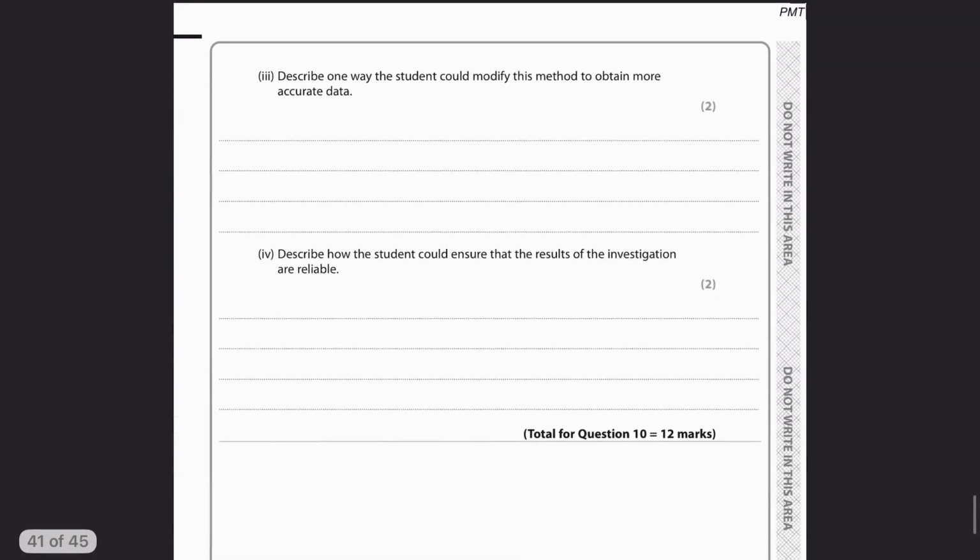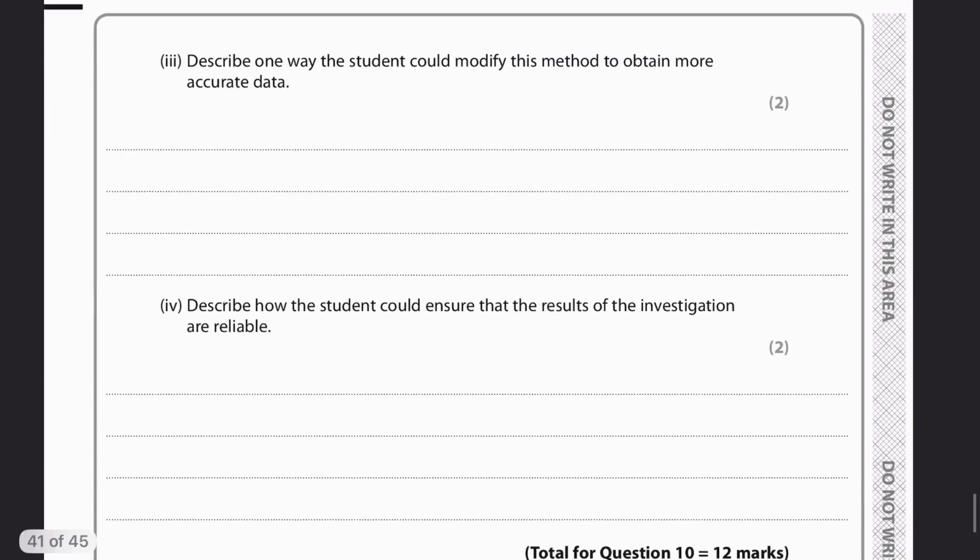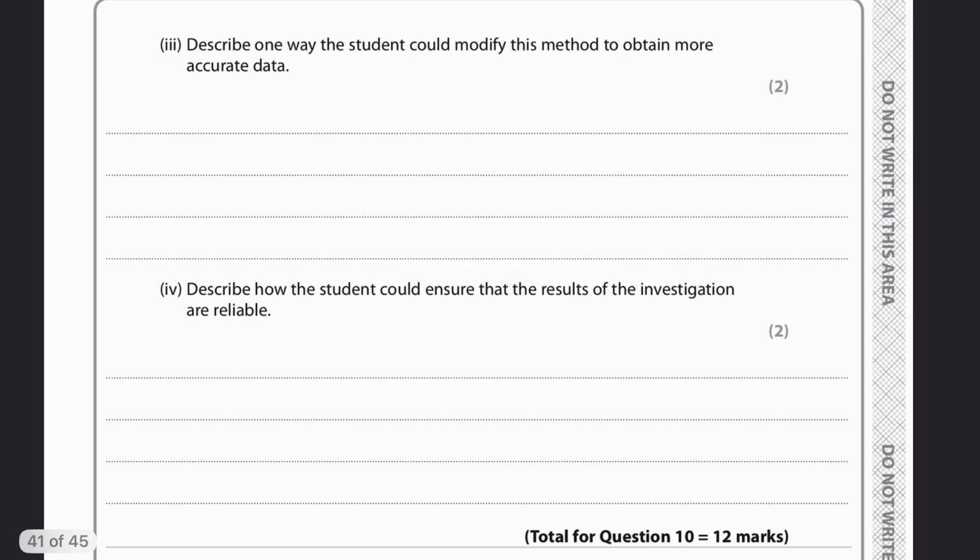All right, part 3 here says describe one way the student could modify this method to obtain a more accurate result. So when they're talking about accuracy, you want to think about what equipment you could use, like improved equipment. So instead of using what did you use? You just use a little test tube, right? A test tube doesn't have any quantitative measurement. If you ever look at a test tube in the lab, there's no markings there. So you don't get to measure anything. So that's actually not a very quantitative method.